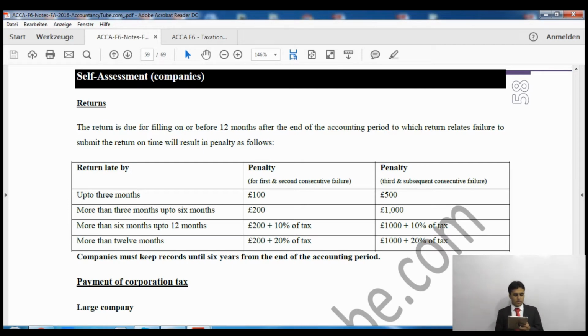Then if it is more than 3 months and up to 6 months, it is £200 for the first and second consecutive failure, and 5 times higher if it is a third and subsequent consecutive failure. And if it is more than 6 months but up to 12 months, then £200 plus 10% of tax, and £1,000 plus 10% of tax again for third and consecutive failure, and likewise it increases the later you are.